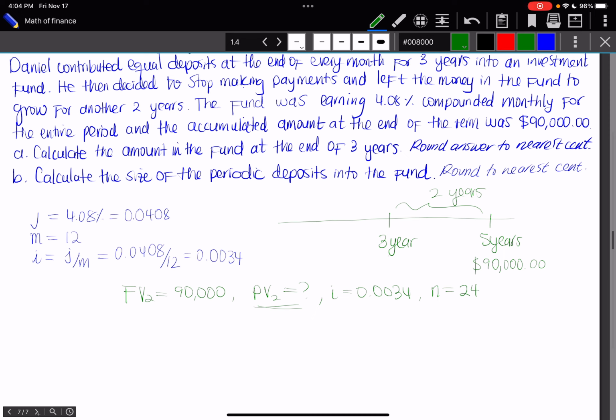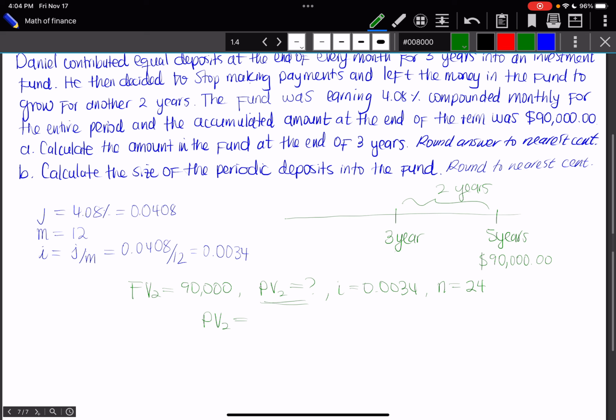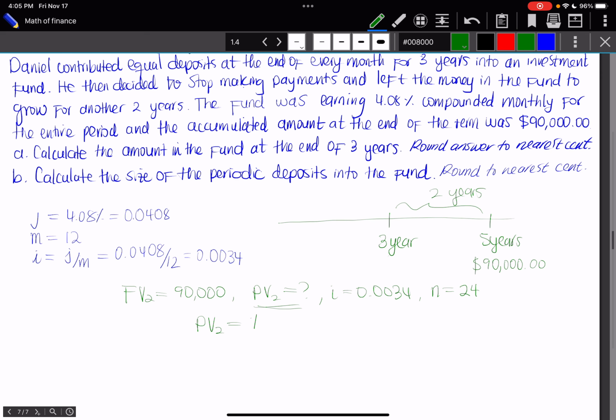Okay, so the starting value, that's the value that we have here at this 3-year mark. The value of those $90,000 2 years before can be found by doing future value multiplied by 1 plus i to the negative n.